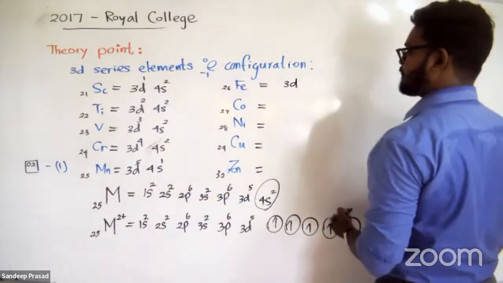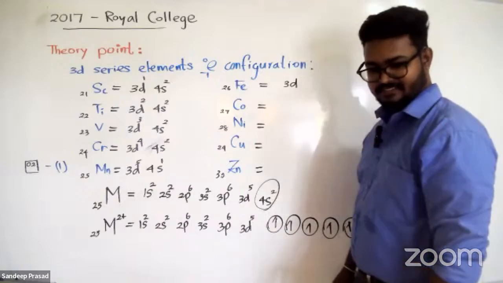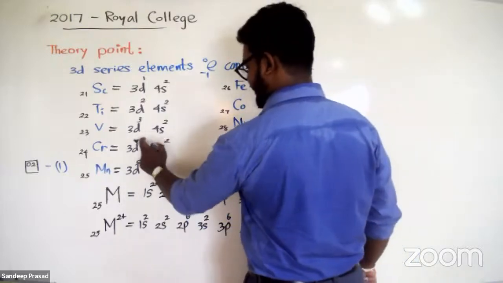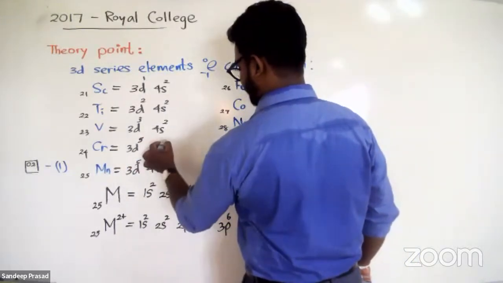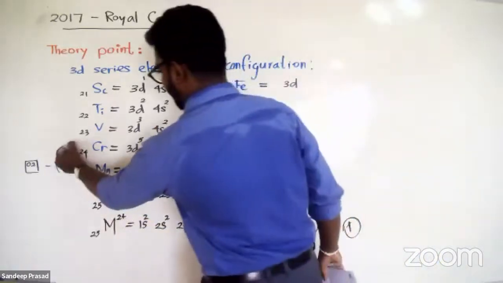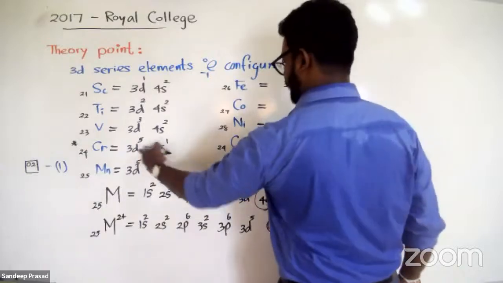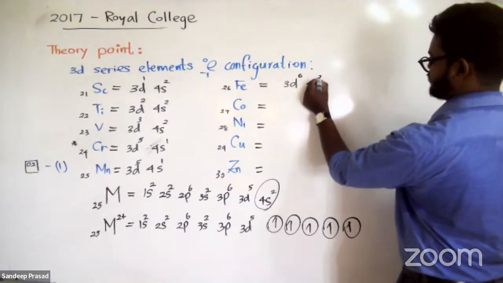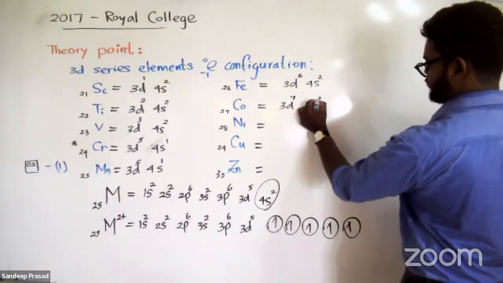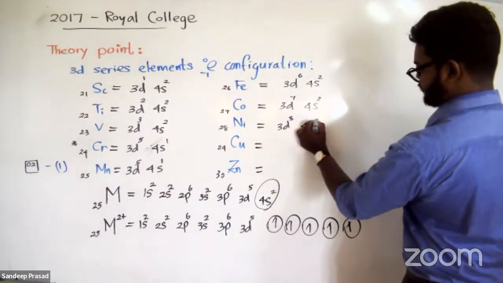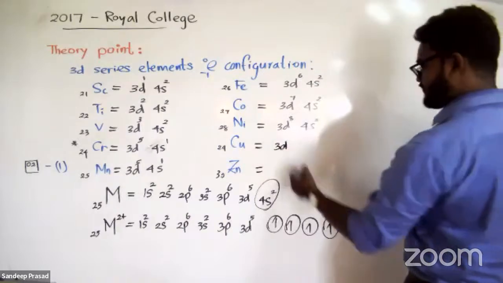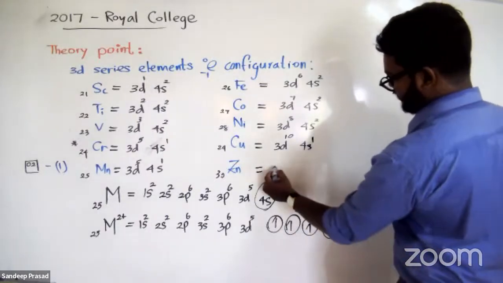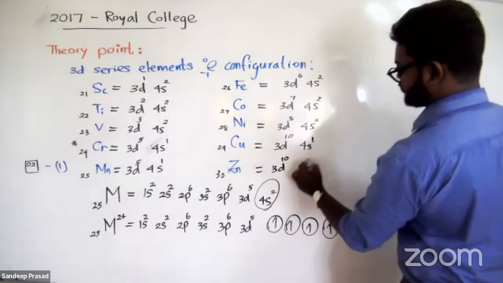Iron. Chromium's configuration, is that correct? 3d4, 4s2. Is that correct? No, I told you that chromium's configuration is rearranging to 3d5 and 4s1. Chromium's configuration is very important, right? So it's going to convert into 3d5, 4s1. So iron, we can write down 3d6, 4s2. Cobalt, 3d7, 4s2. Nickel, 3d8, 4s2. Copper is 3d9, 4s2 that we are expecting, but it's rearranging into 3d10, 4s1. And zinc is 3d10, 4s2.